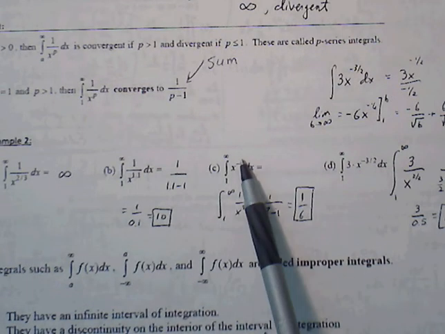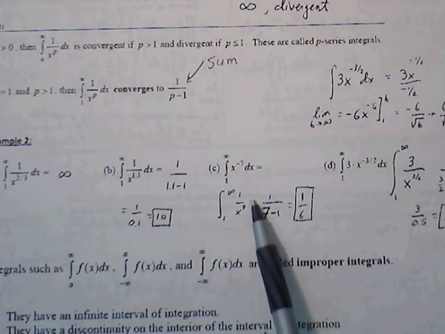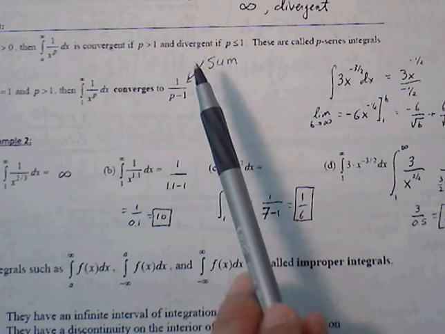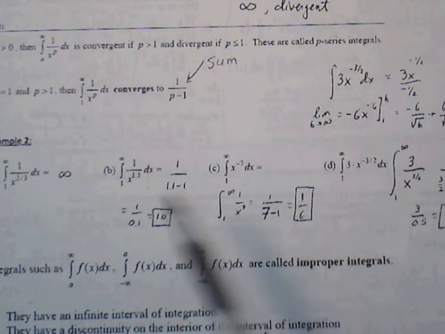x to the negative 7, if we rewrite this and put it in the denominator, is x to the 7th in the denominator. This 7 is greater than 1, so the sum will converge, and it converges to this value, 1 over 7 minus 1, which is 1/6.